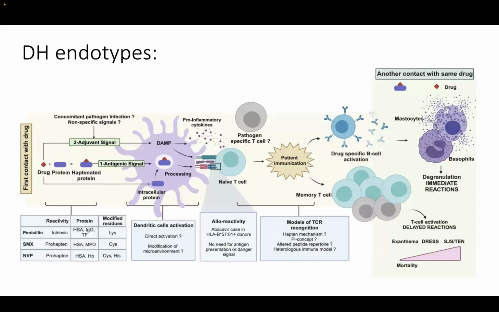Now we go to the delayed hypersensitivity endotypes. So we know what phenotypes we have for the delayed reaction. We have benign, we have SCAR, and we have different SCARs. So what could be the endotypes underlying? So the endotypes are commonly the same for all phenotypes we have, with a few differences I would mention. Now, the first thing the patient needs to develop any kind of immune-mediated reaction is the contact with the drug or exposure.